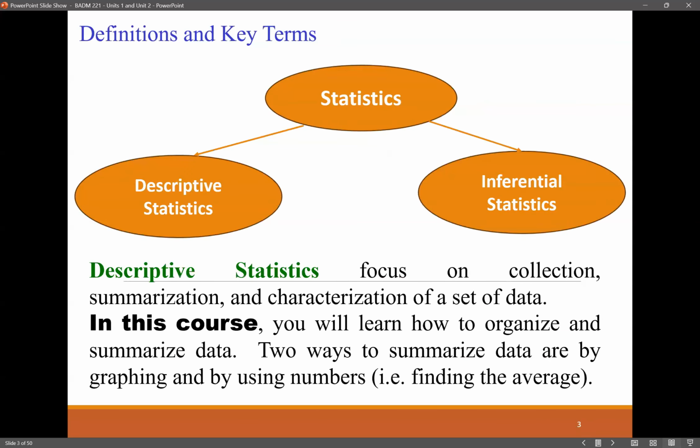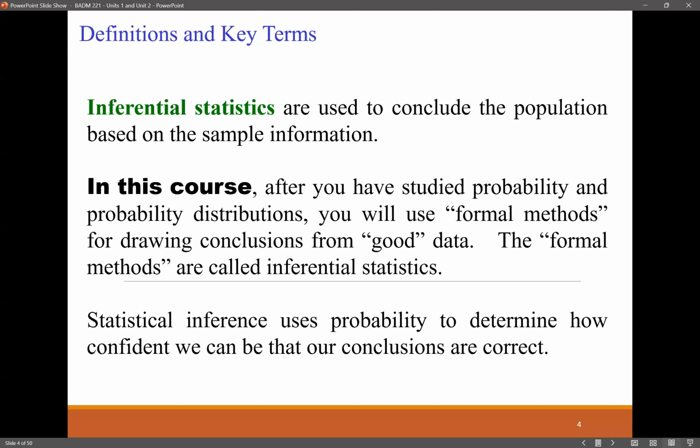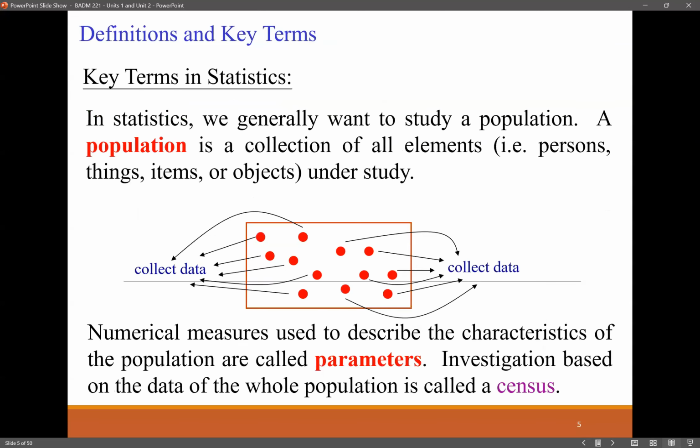Now we can divide statistics into two parts, descriptive statistics and inferential statistics. Descriptive statistics summarizes the data by graphing or by using numbers, like finding the average, median, mode, right? And inferential statistics is all about concluding about the population. So you have information about a small sample, and from that information you can conclude about the whole population. That is called inferential statistics.